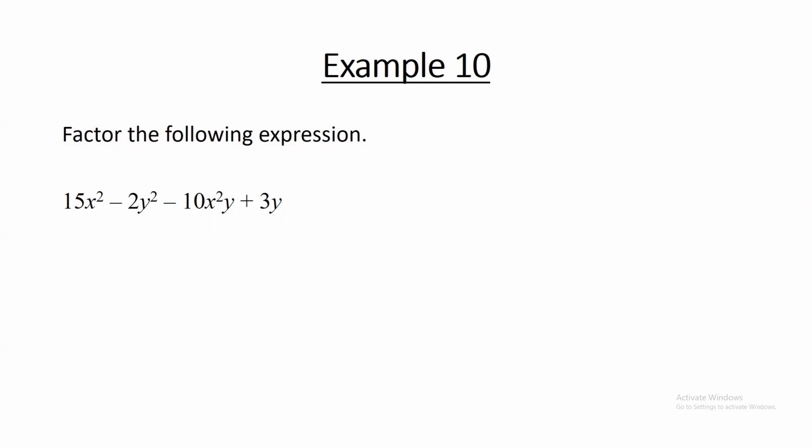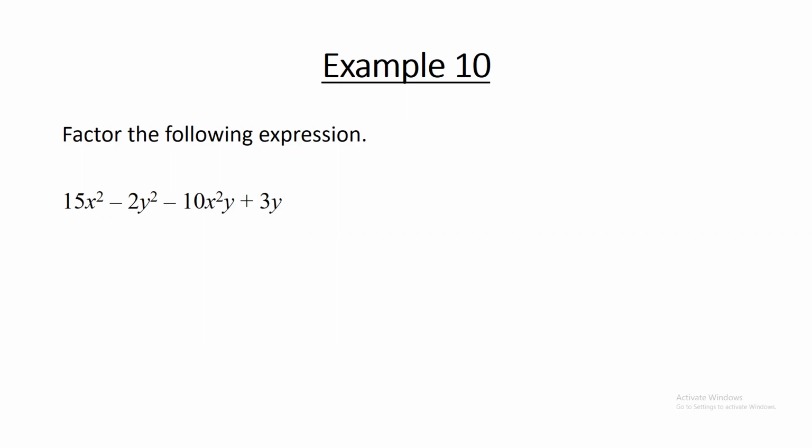Let's take a look at one more example. As we look at the expression in example 10, 15x squared minus 2y squared minus 10x squared y plus 3y, we go through the usual steps. We check for a GCF, but 15, 2, 10, 3 don't have any. Not every term has an x. Not every term has a y. There is no greatest common factor.